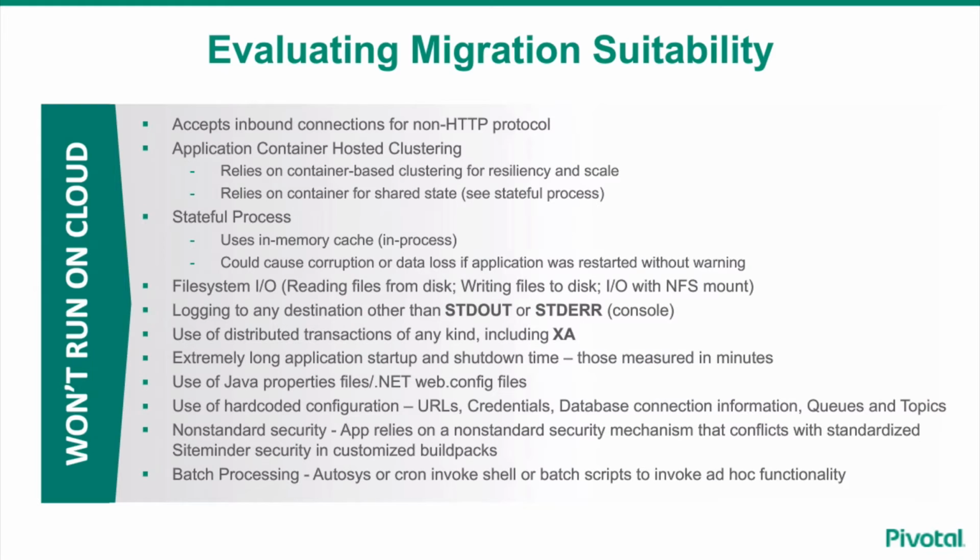For the people asking themselves, where do I really get started? What are the things I really have to deal with? If your app is accepting inbound connections for non-HTTP protocols, this is basically a list of no-nos that you need to address, right? I won't go through them all. A lot of it, I think, has to do with the file system.